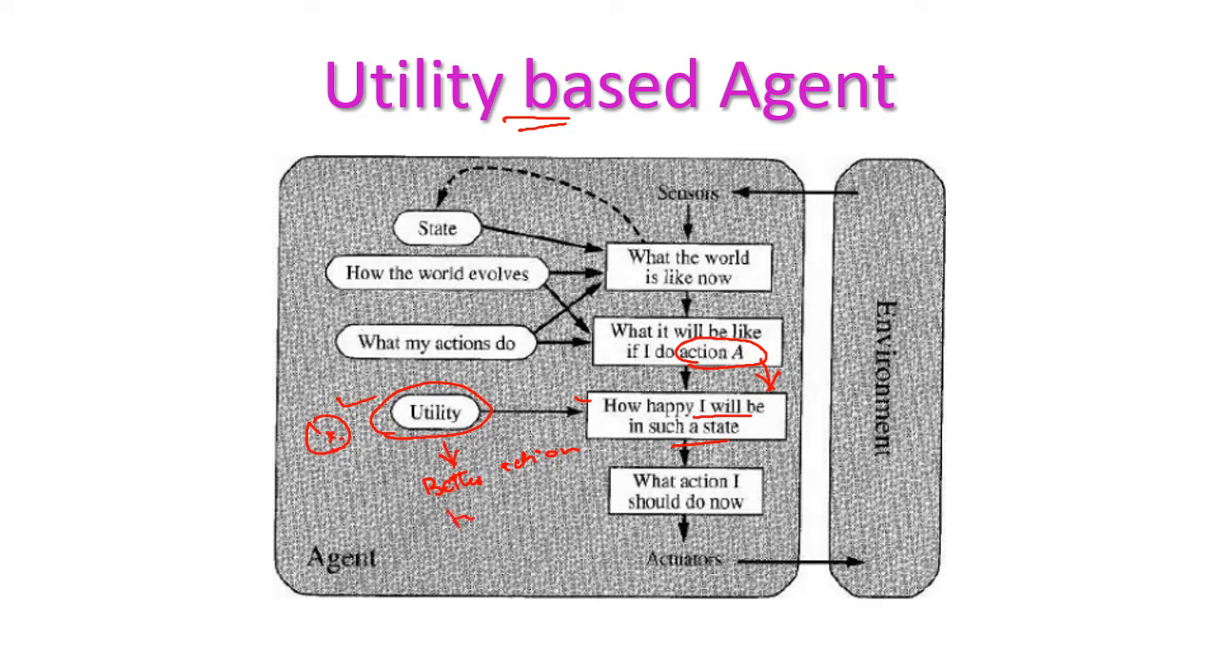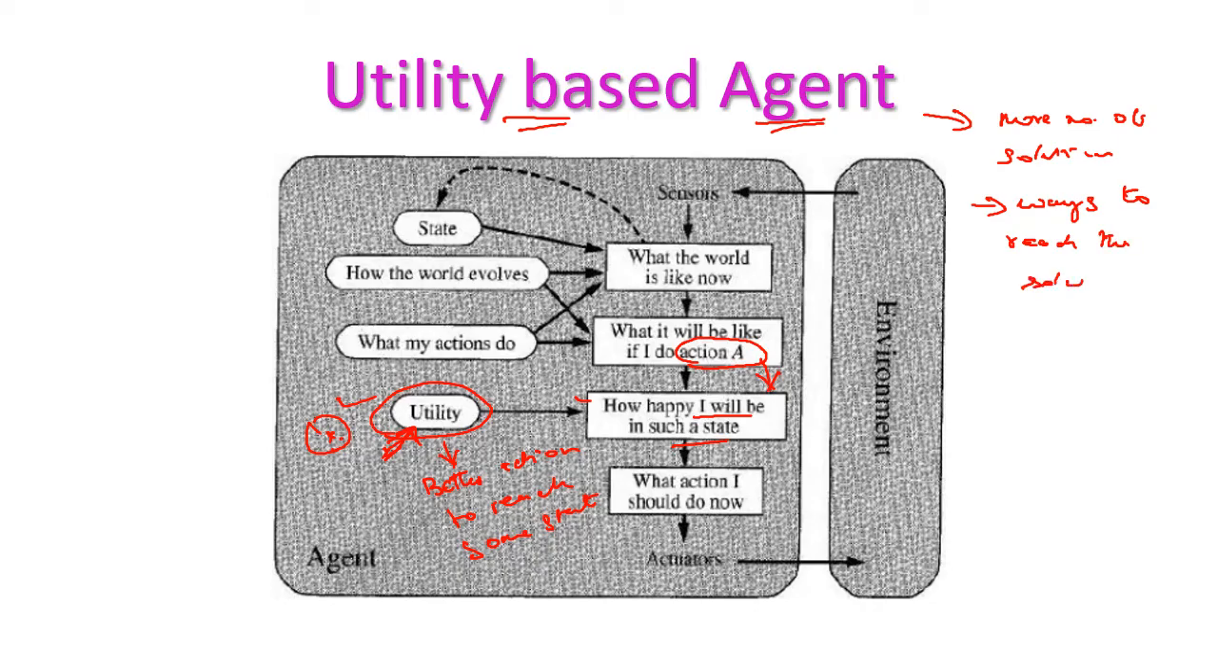to reach some state, that is, to achieve some utility. This particular agent is very helpful when the problem has more solutions and more ways to reach the solutions. So all these solutions are nothing but the utility.